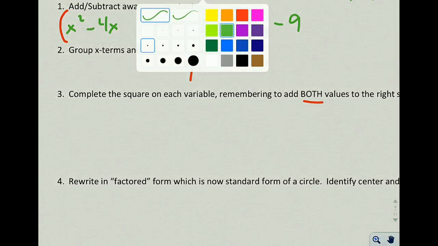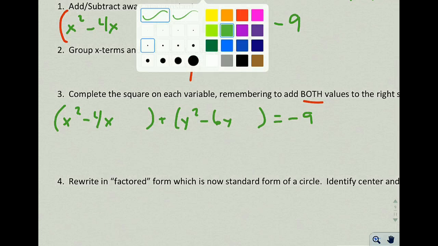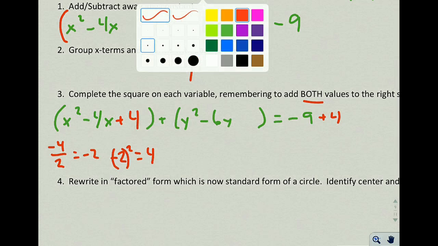We have our original x squared minus 4x plus our original y squared minus 6y equals negative 9. And the number we're adding over here, we take negative 4 divided by 2, and that equals negative 2. Negative 2 squared equals 4. So we add 4 to this side and 4 to this side.